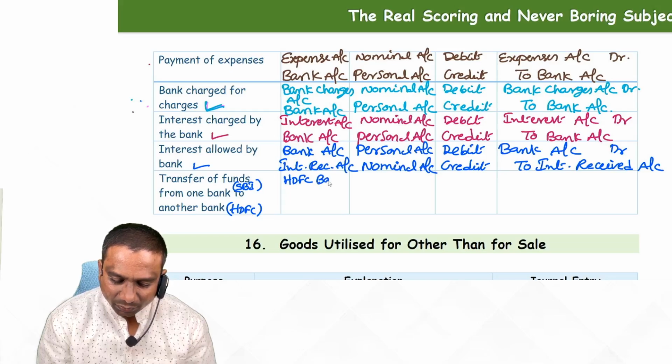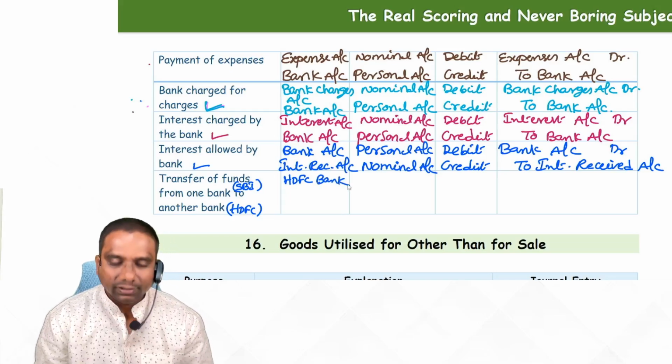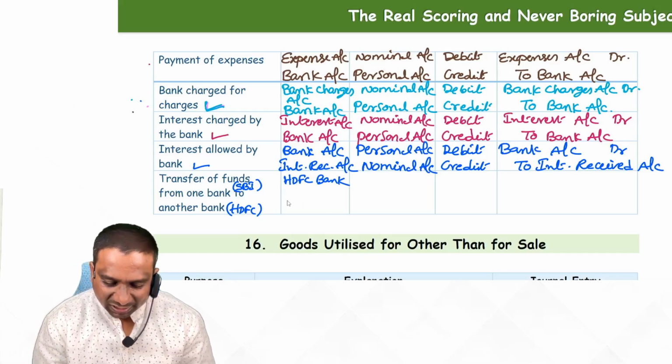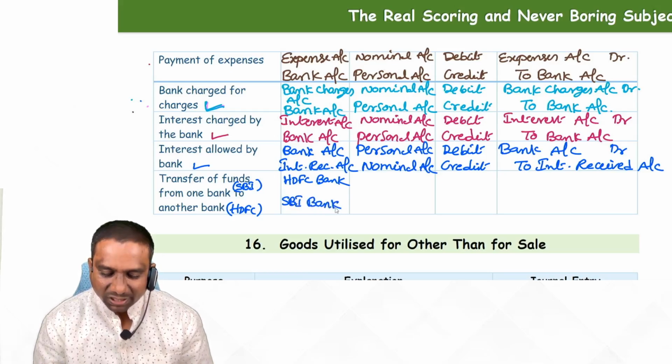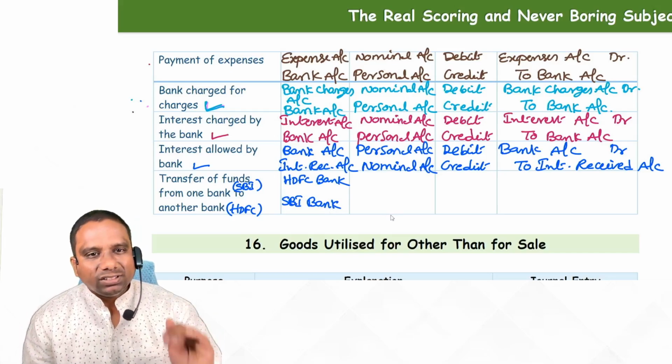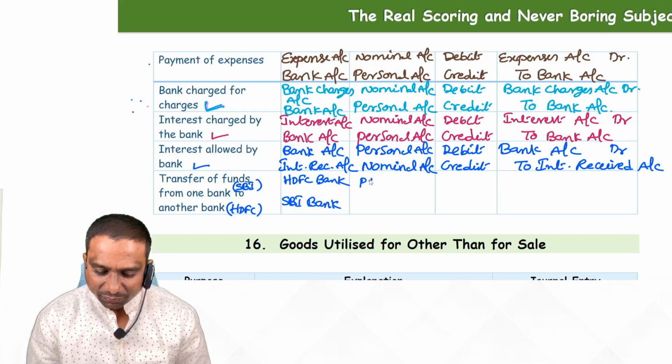HDFC bank account. HDFC bank is the receiver of the amount. Who is the giver of the amount? SBI bank. Yes or no, students? Yes, sir. That's it. HDFC and SBI, both are personal accounts.